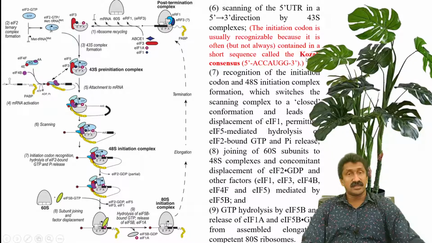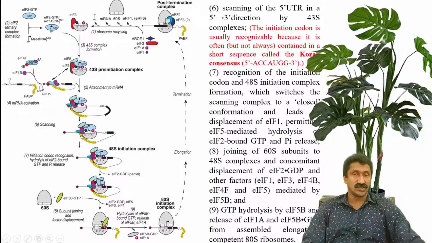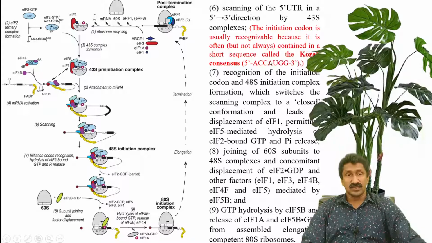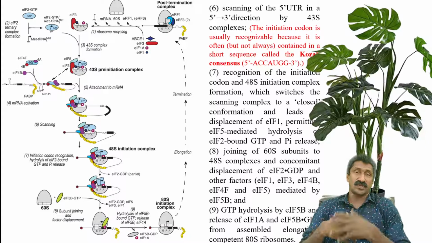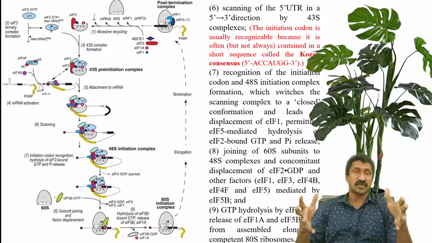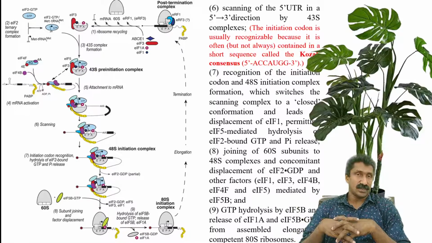So starting from this point, it will scan through this mRNA to find the initiation codon. And one more point that needs to be addressed is that the initiation codon is usually recognized because it is often, but not always, contained in a short sequence called the Kozak consensus. Here we have the AUG codon. So that AUG codon is present within a consensus sequence, which is commonly present in all the mRNAs, and that sequence is known as the Kozak consensus. So it will be easy for this complex to find this specific AUG initiation codon since it is present within such a consensus sequence.